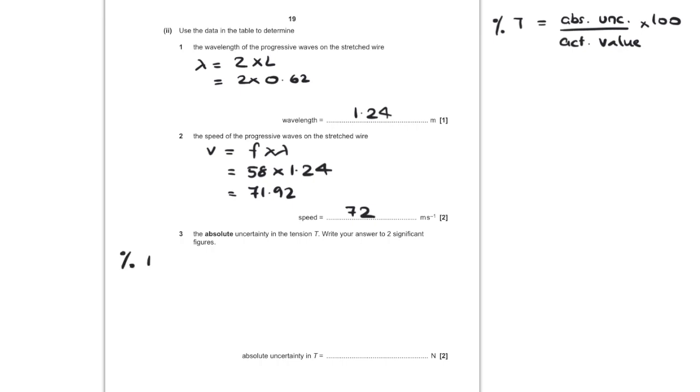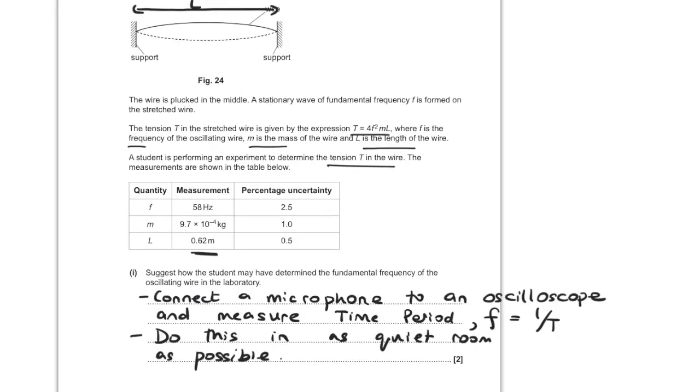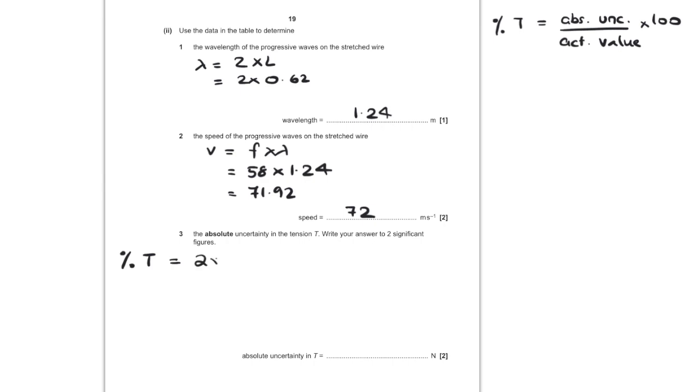So let's work that out, because we are given the values of percentage uncertainties in frequency, mass, and the length, as 2.5, 1, and 0.5 respectively. However, because frequency is squared, I must double this value of 2.5. Remember, when something is squared, the percentage uncertainty in that value is basically doubled. Likewise, if it is cubed, it will be 3 times as much. So it will be 2 times 2.5 plus 1% plus 0.5%, and that gives me a value of 6.5%.